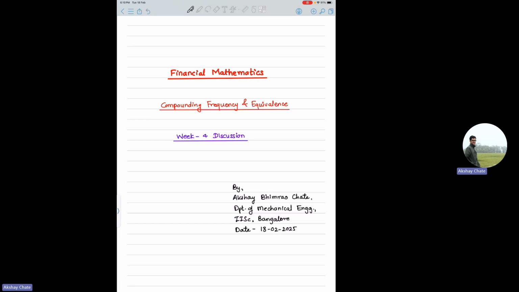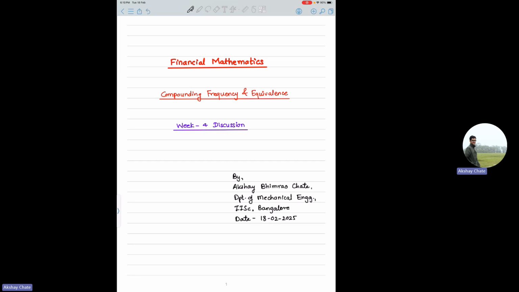If you understood that concept, this equivalence is more or less based on that concept only. It says that, they talk about cash flows, but basically you cannot compare one amount at a particular time, let's say t1, and another amount which is to be deposited at some other time, t2.